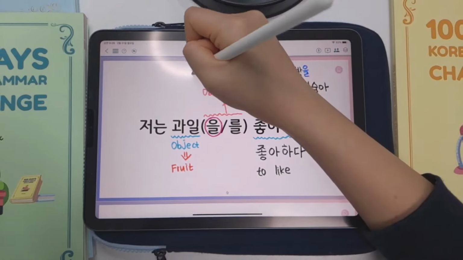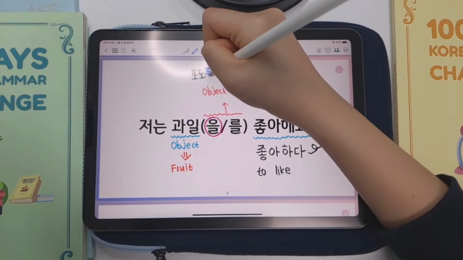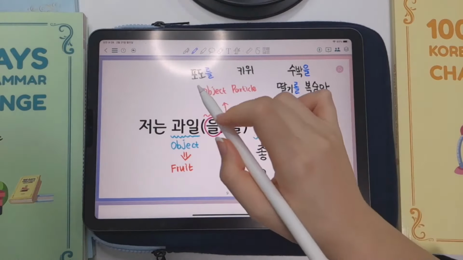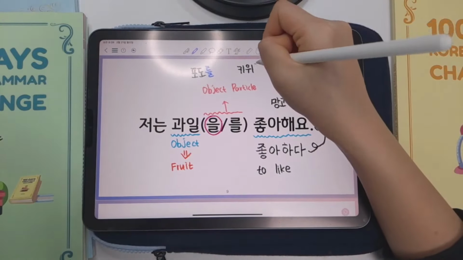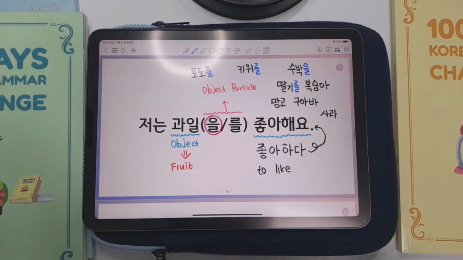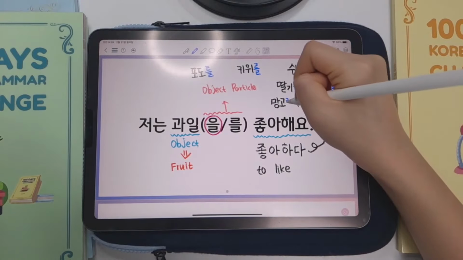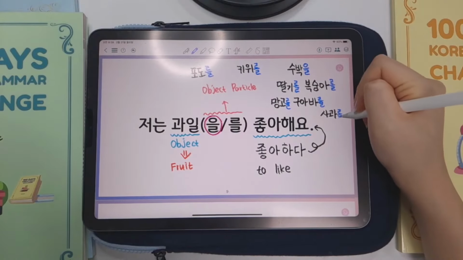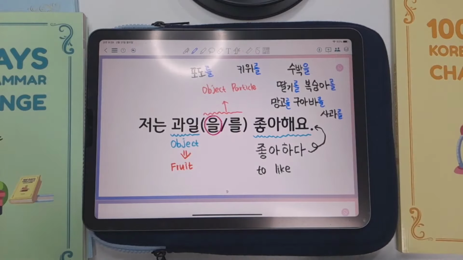안기 씨, 포도를 좋아해요. Yes, you have to use 를 because this syllable doesn't have any final consonant. 포도를 좋아해요. 포도 is grape, guys. And kiwi also doesn't have any final consonant, so we can put 를. What about 복숭아? We can go same. 복숭아를 좋아해요. And 망고를, 구아바를, 사과를. Why every word doesn't have any final consonant? Only 수박 has final consonant.